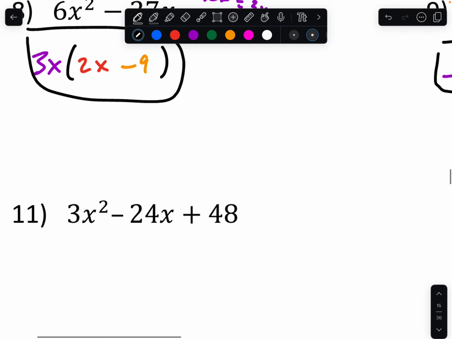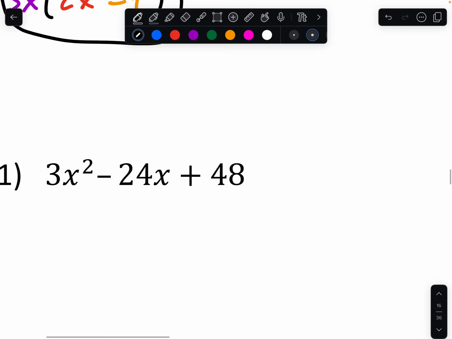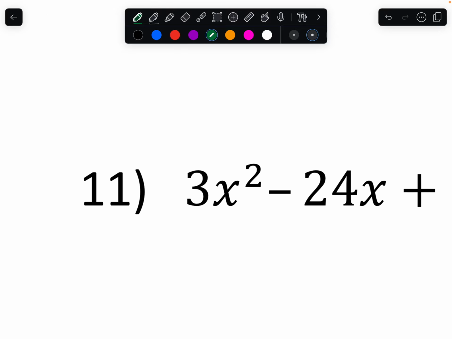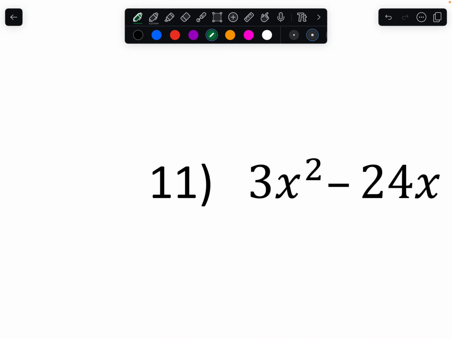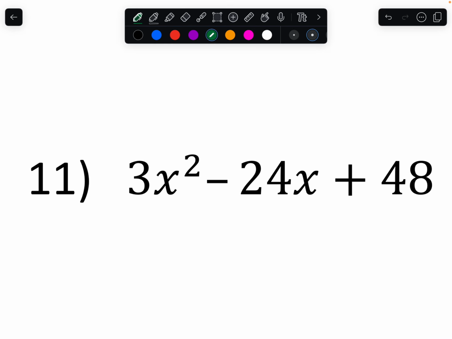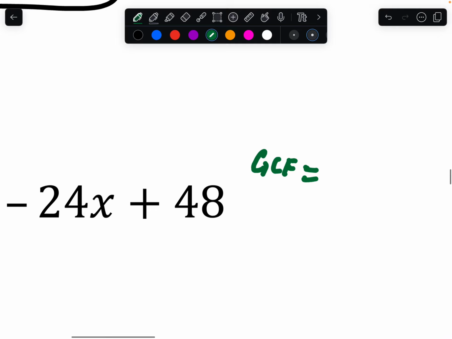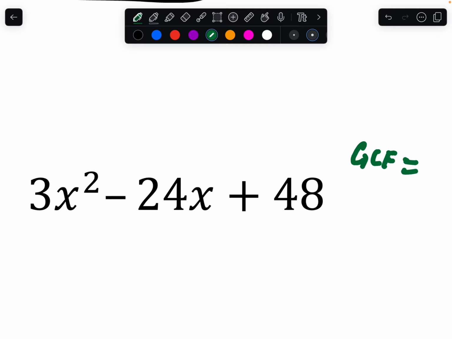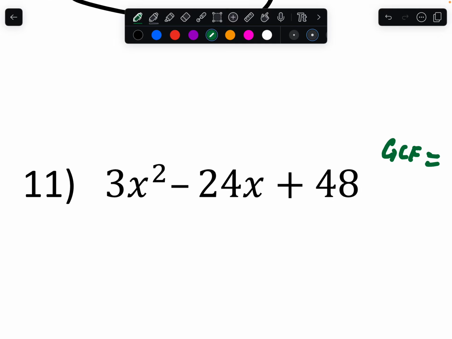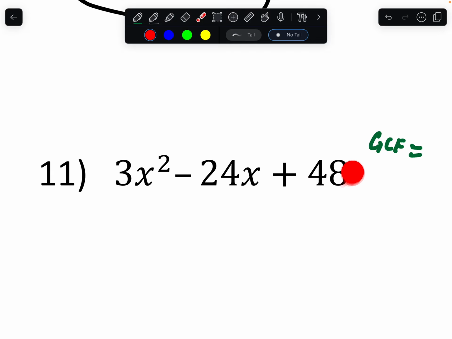A couple more of those. So here we have 3 terms. So we still look for the biggest thing that goes into all of them. And if I just had these two, 3 goes into 24, and then they both have an x, right? So I could take out a 3x. Or here, if I had this, those both have negative 24 in them, I take that out. But amongst all of them, they don't all have that. This term doesn't have any x's in it, so I can't take an x out. This doesn't have a 24 in it, so I can't take a 24 out. So the biggest thing that they all have is just that 3.